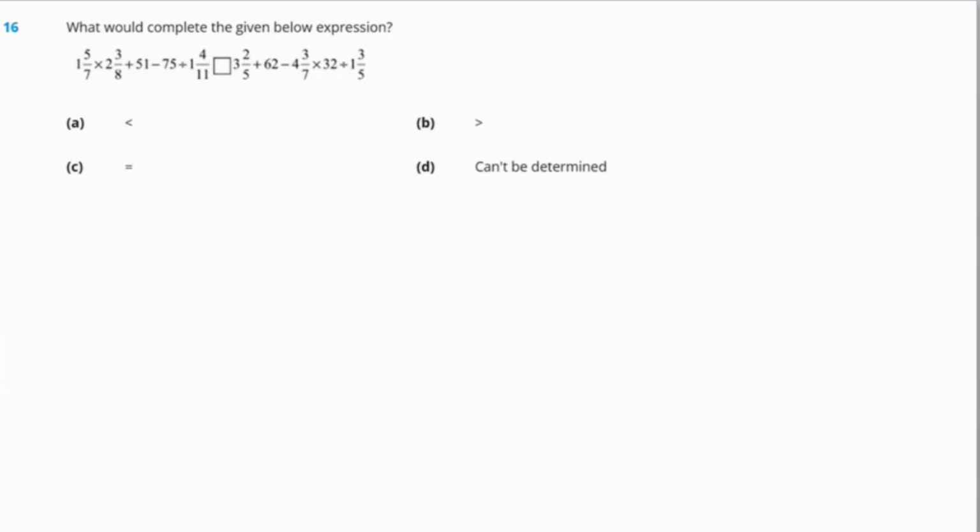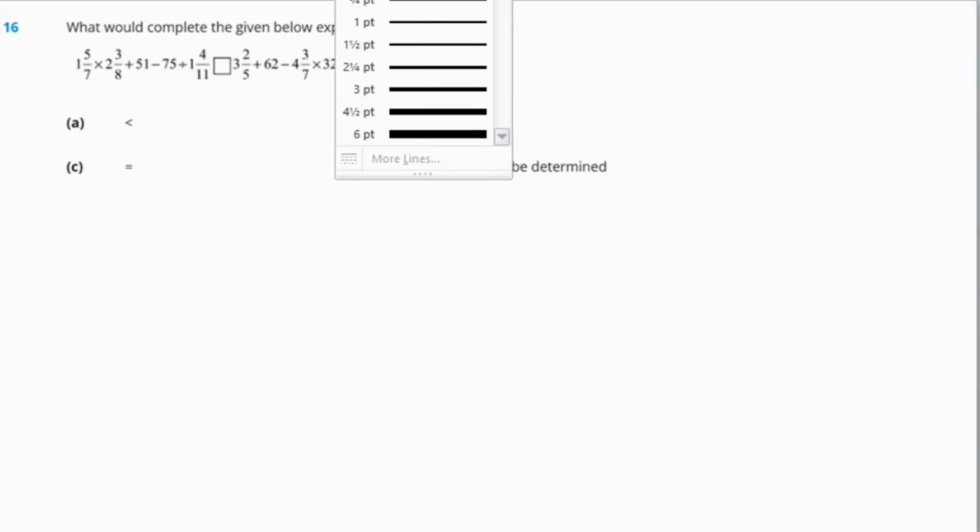Since it is given to us in a mixed fraction form, first we need to simplify them. When we simplify them, on one side it is given to us 1 whole 5 by 7 plus 2 whole 3 by 8. So 1 whole 5 by 7 gives us 12 by 7. So let's write it first. It is 12 by 7.